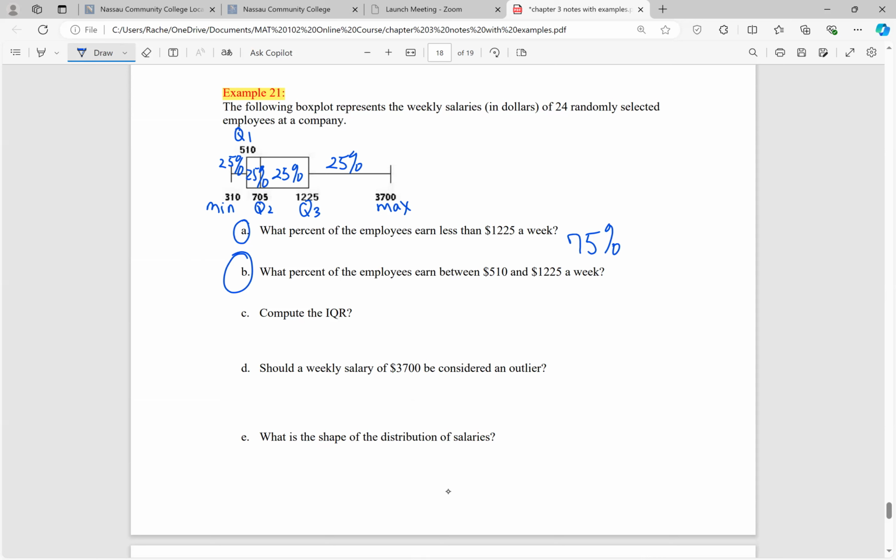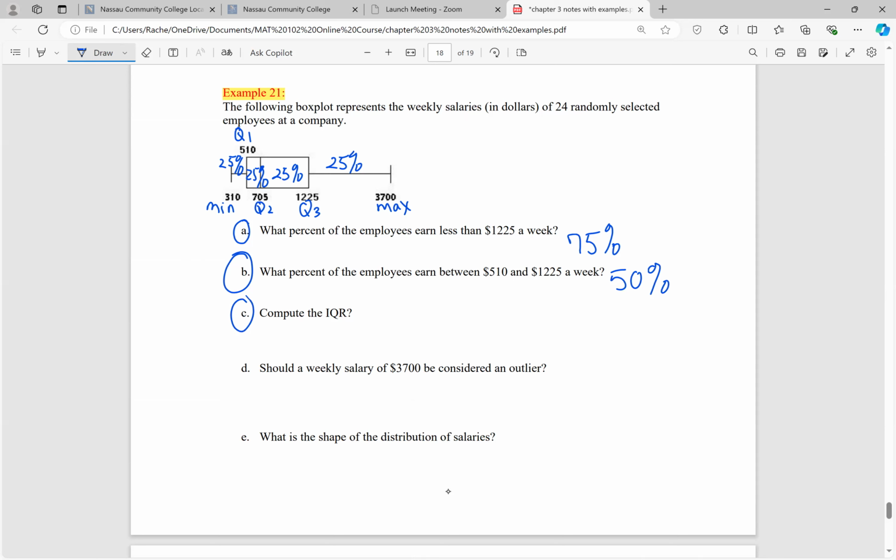So B says, what percent of the employees earn between 510 and 1225 a week? So 510 and 1225, that makes up the box, right? Because 510 is Q1 and 1225 is Q3. And about 50% of the data values are within the box. So the answer to this is going to be about 50% of the employees earn between 510 and 1225 a week.